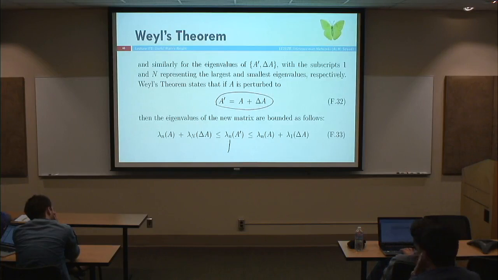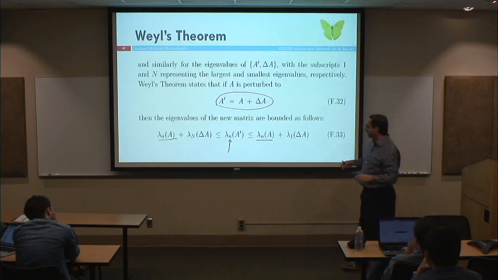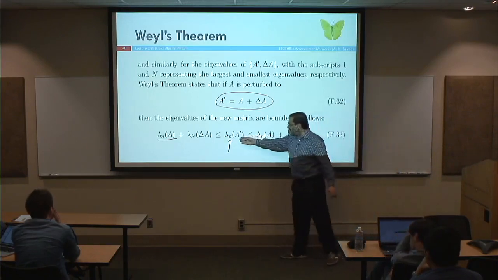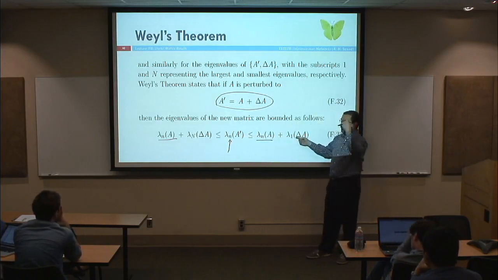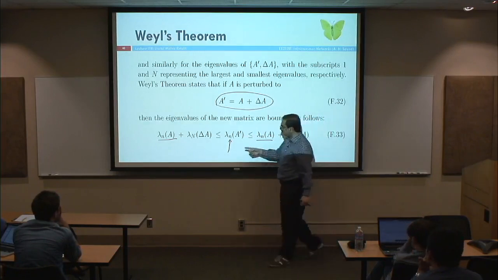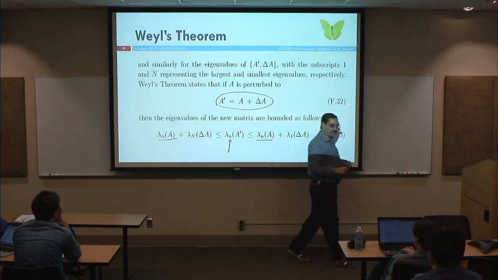Let's look at the nth eigenvalue of A prime. It will be close to the nth eigenvalue of A. It will be a perturbed version of the nth eigenvalue of A. Remember, they have been ordered. You can say that it will never go beyond the nth eigenvalue of A plus the maximum eigenvalue of the perturbation you added, okay? And this is the nth eigenvalue plus the smallest perturbation you added, right?